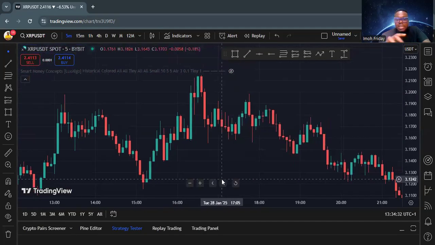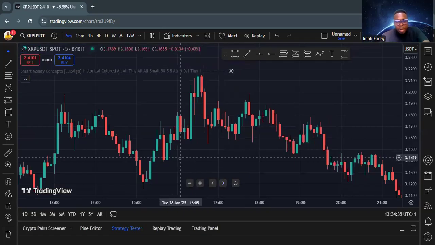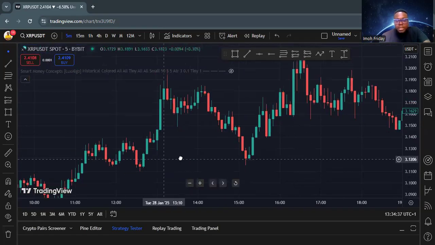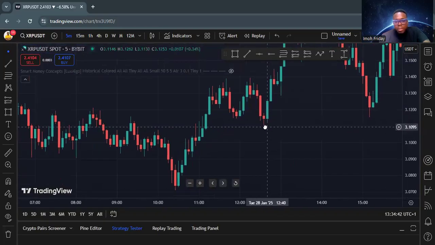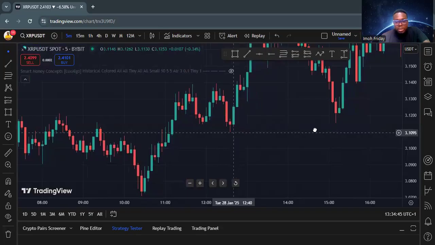So the idea is not to start chasing the market, please. That's not the idea I'm trying to communicate here. What I'm communicating here is trading with patience. Once you spot your order block, you draw your line, wait for it, and expect the market to come back to that place to react off.